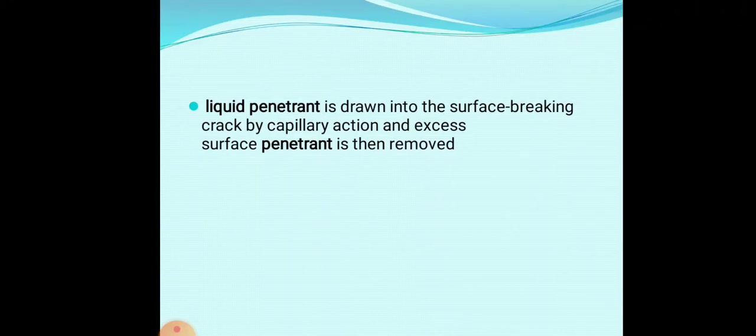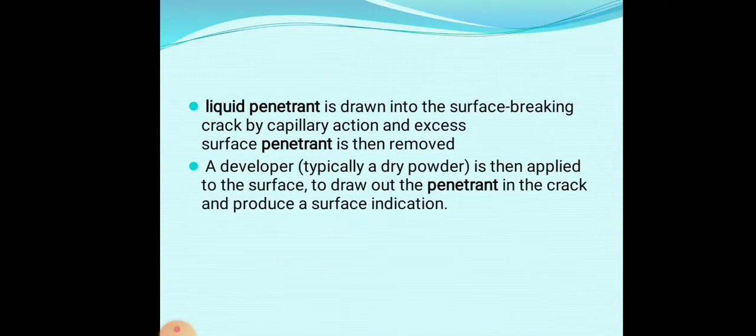The principle of liquid penetrant testing is that the liquid penetrant is drawn into surface-breaking cracks by capillary action. After that, the excess penetrant is removed. After the excess penetrant is removed, we apply the developer. The developer is then applied to the surface to draw out the penetrant from the crack and produce the surface indication. This is the principle of liquid penetrant testing.